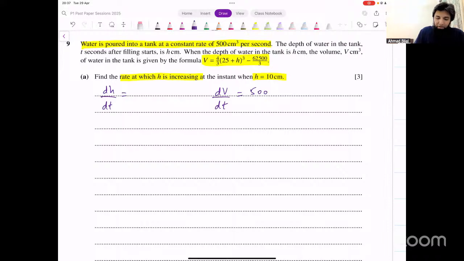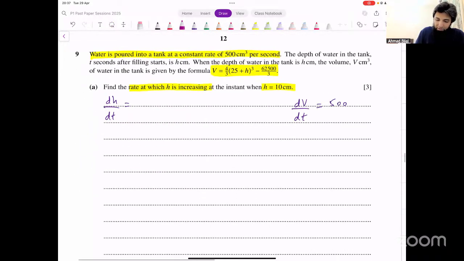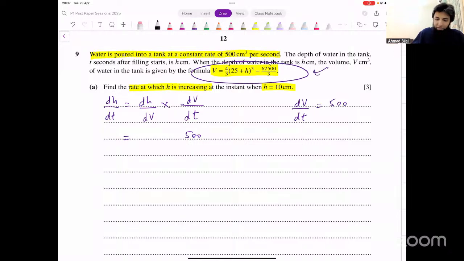dh over dt, how do you find that? You can use chain rule for this. dh over dt is going to be a product of two fractions, with the first fraction having a numerator of dh and the second fraction having denominator dt, and then in the remaining places we've got the third variable, which is V, so that's dV and dV. Now dV over dt we already know is 500. What about dh over dV? For that we will need to differentiate this function that we are given.